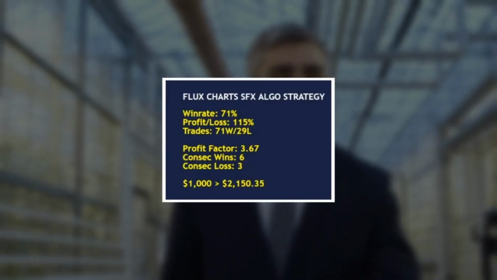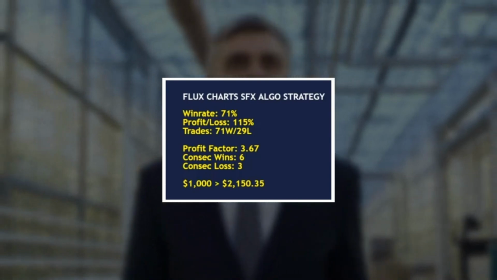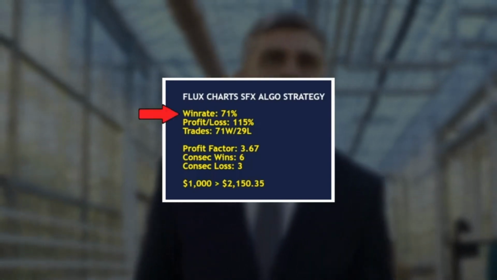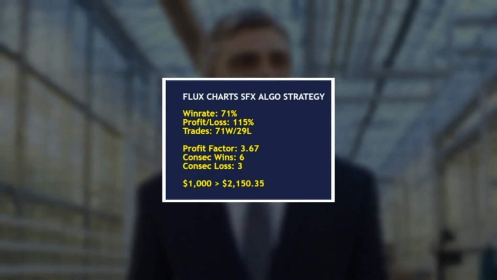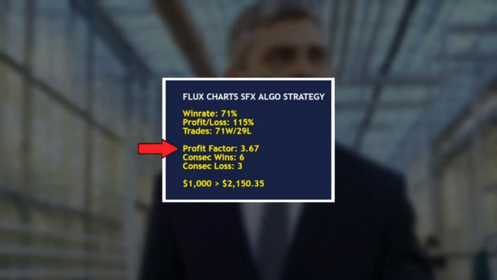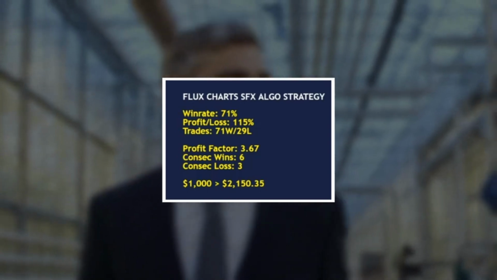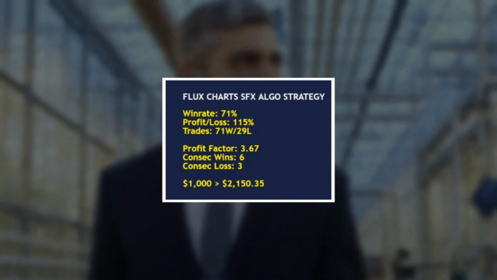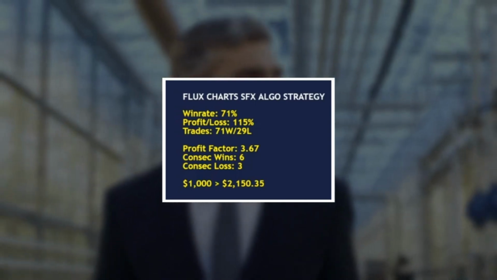And here are the results for the Flux Charts SFX Algo strategy. We had a win rate of an amazing 71%, giving us 115% profit on the account. And we had 71 wins and only 29 losses with a profit factor of 3.67. The best part about this is we had 6 consecutive wins over only 3 consecutive losses, which will do absolutely wonders for your psychology when trading.